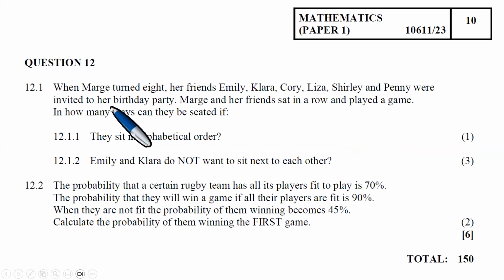Okay, the next question is the last question out of 150 marks, with just a few minutes left to finish the paper. When Marge turned 8, her friends Emily, Clara, Corey, Lisa, Shelley, and Penny were invited to a birthday party. Marge and her friends sat in a row and played a game. In how many ways can they be seated if they sit in alphabetical order? 1 mark. Let's look at the question on the next page. I've broken it down into pieces.